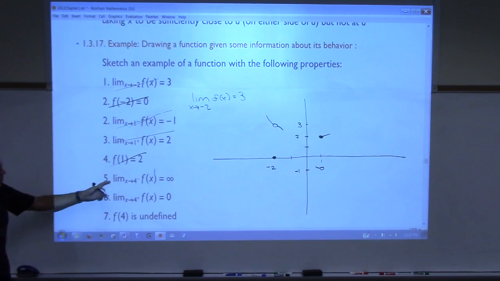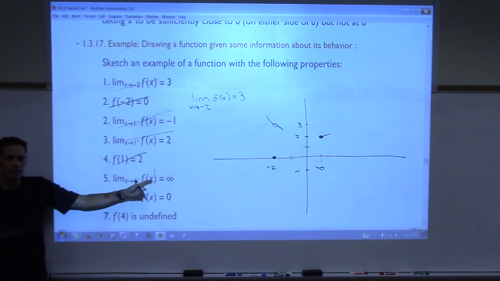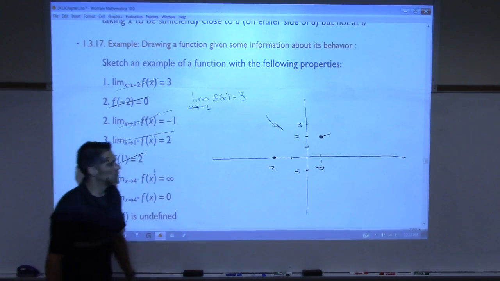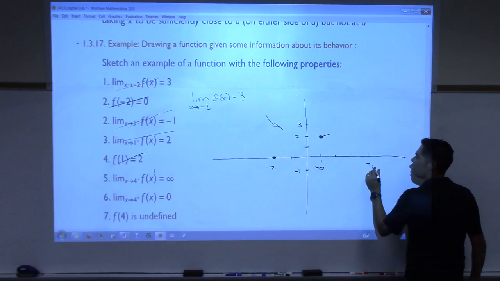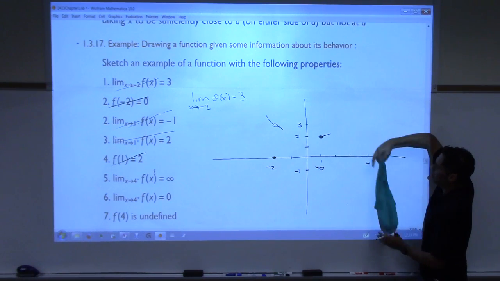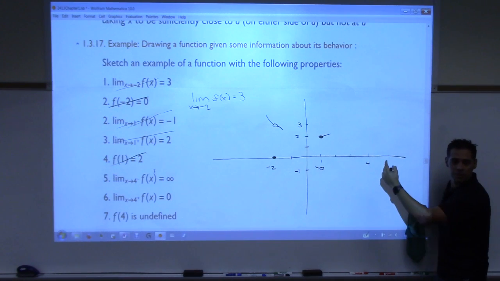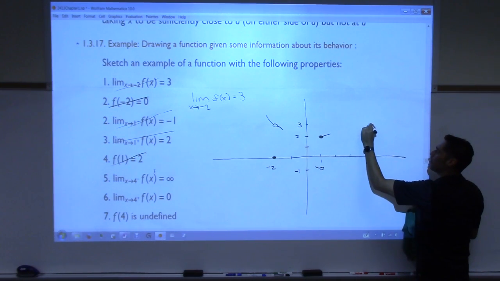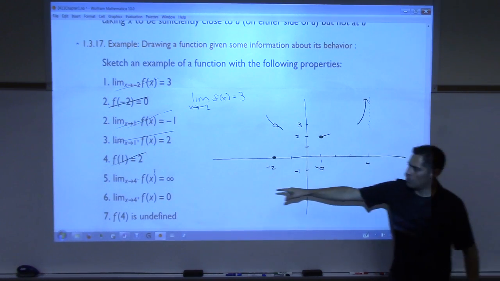As I approach 4 from the left, I need to go to infinity. 2, 3, 4. Here's 4. So imagine here's 4, right? This vertical line going through here. I need this function to take off to infinity, right? So I'm going to create almost like a vertical asymptote in here. I'm just going to make my graph go up like that. Do you agree that that would follow what's going on right here? Yeah.